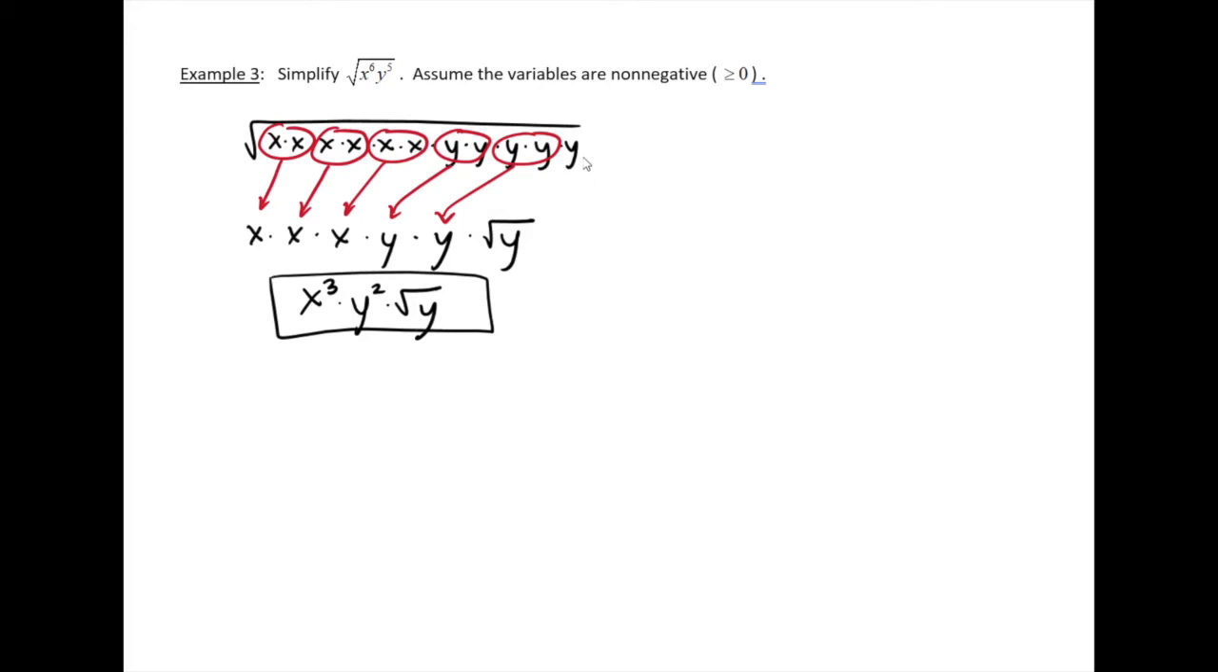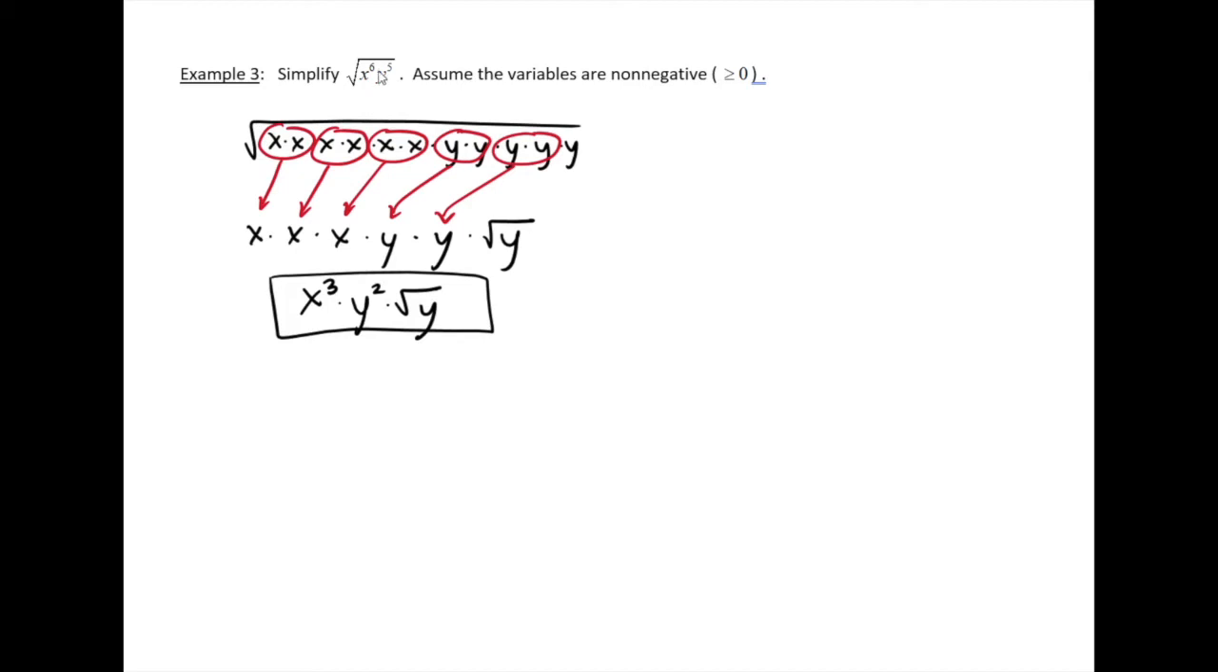This method works nicely. It's easy to use, as long as the exponents on the variable are not too large. If we have a large exponent, like x to the 31 power, we wouldn't want to have to write out 31 factors of x in this product. So let's see if we can find a shortcut for this. Let's compare the square roots of x to the 6th and y to the 5th from the original expression.